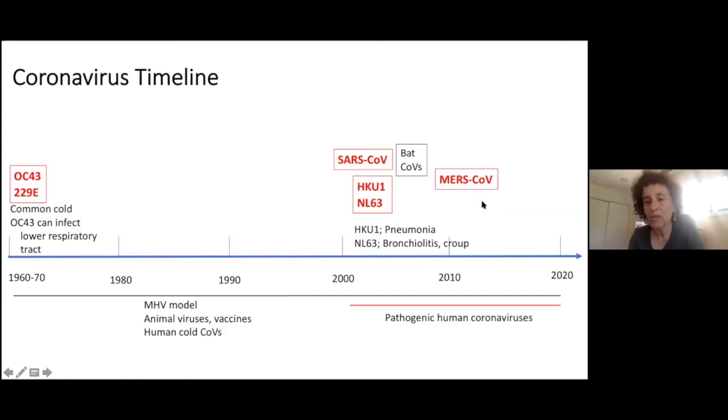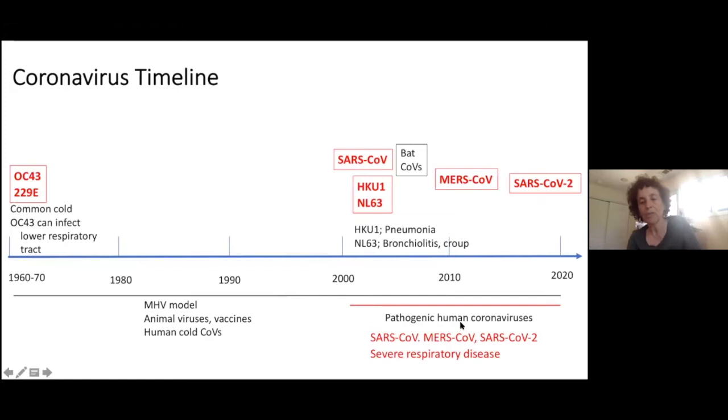So then after MERS, things were quiet again in coronavirus world until, as we all know, in late 2019, SARS-CoV-2 emerged in China again. So we now have 3 severe respiratory diseases caused by coronaviruses, which was, in retrospect, quite shocking to the early coronavirus community that was used to these cold viruses and these model coronaviruses. But by now, we know that coronaviruses can cause this obviously severe disease, which we call COVID-19.